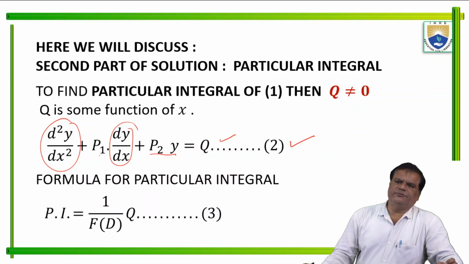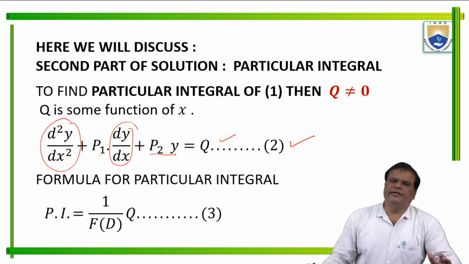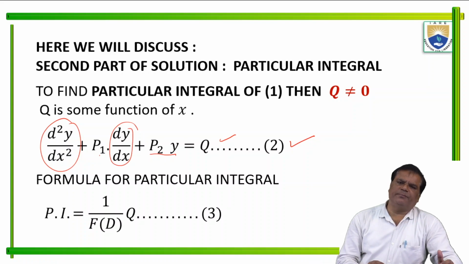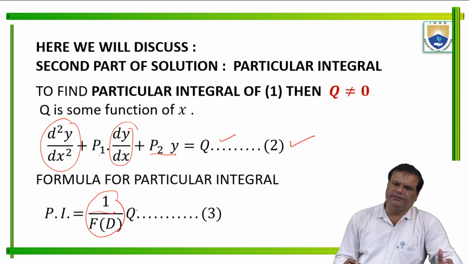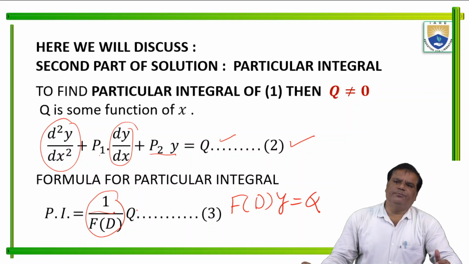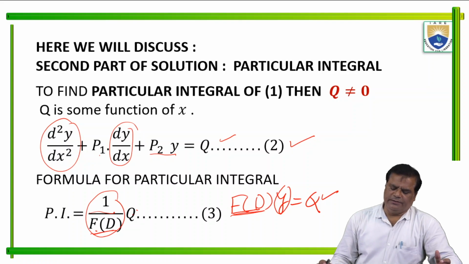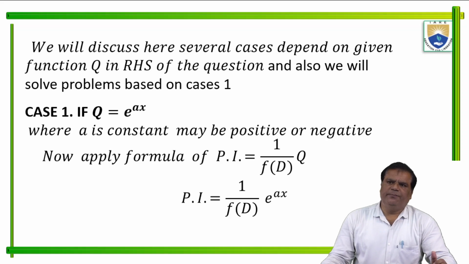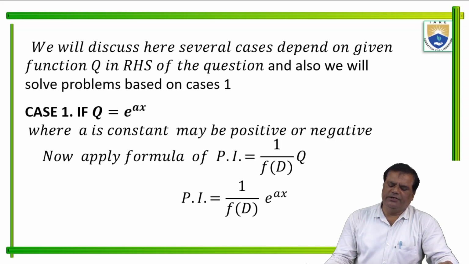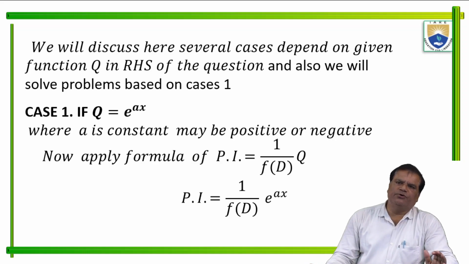The formula for the particular integral, which formula we are using to find the particular integral, is very important. So we are using the formula PI equal to 1 upon f(D) into q. In our question there is some function in D. Our equation is of the type f(D) y equal to q. f(D) means some function in D, y is the dependent variable, and q is some function of x. So 1 upon f(D) into q is the particular integral. This is equation 3. We will discuss several cases depending on the given function q on the RHS of the differential equation, and also we will solve problems based on case 1.